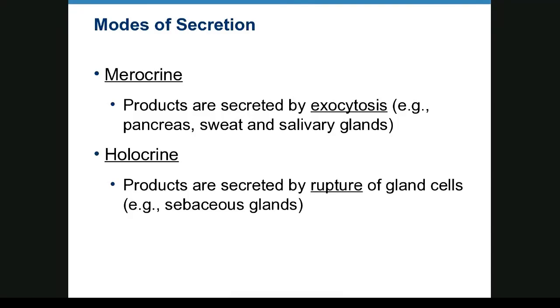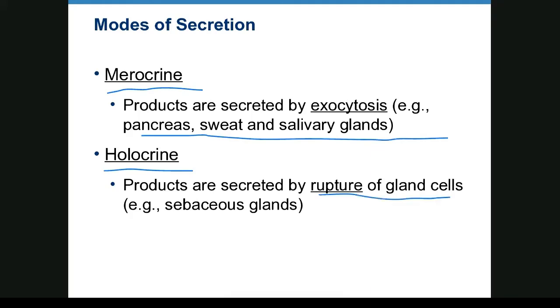Now, mode of secretion. This is merocrine or holocrine. Now, in a merocrine gland, products are secreted by exocytosis. The pancreas, sweat, and salivary glands are good examples. Holocrine, the actual cell must rupture. Sebaceous or oil glands are a good example.